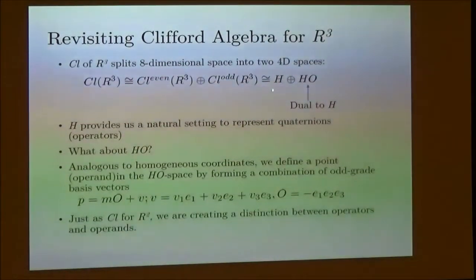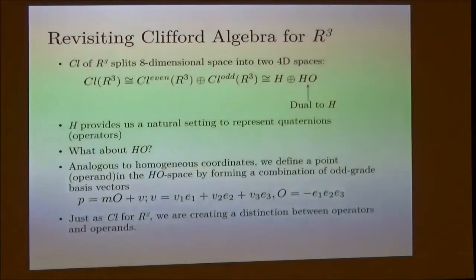So we represent it by H, and then we have the dual with H. So we'll call this HO, because if you take any basis vector in the even grade algebra of R3 and you apply the duality operator, you basically get the R3 element. So H, we have seen, provides a matching setting to represent the quaternion.